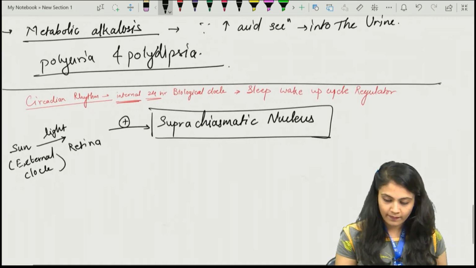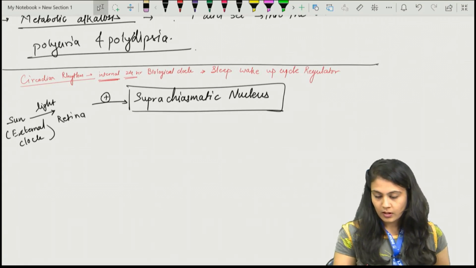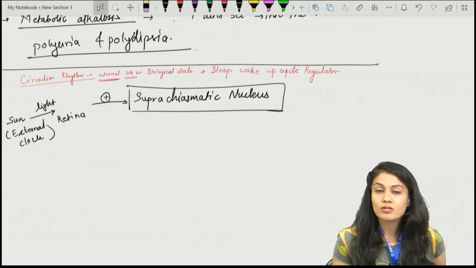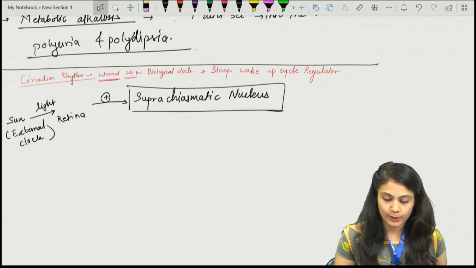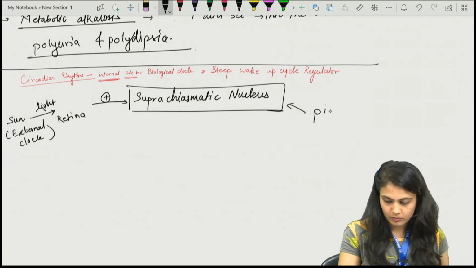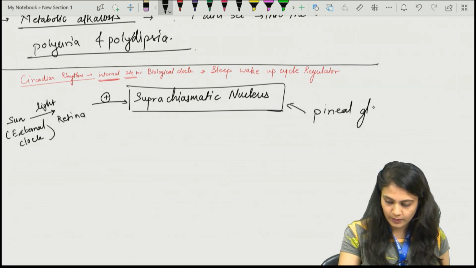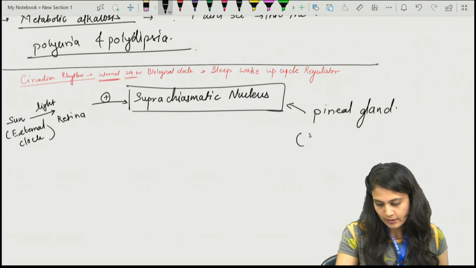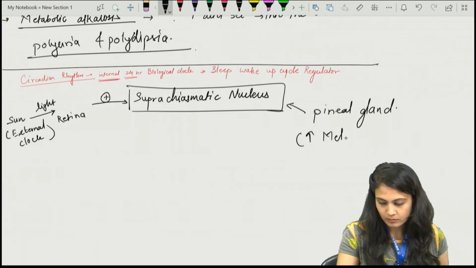What happens at night time then? At night time there is no light, so the pineal gland is activated. What does it cause? It causes the release of melatonin.